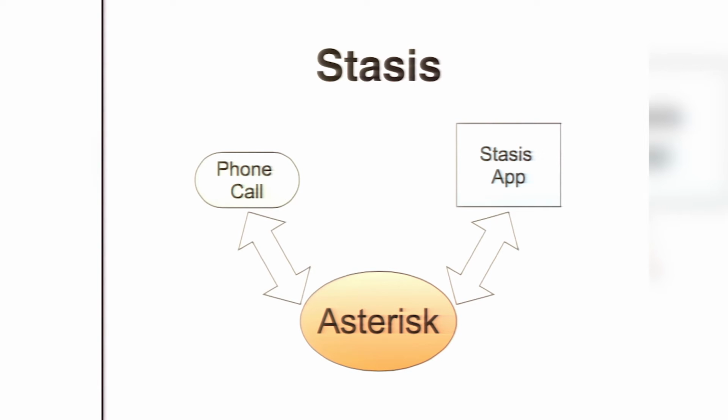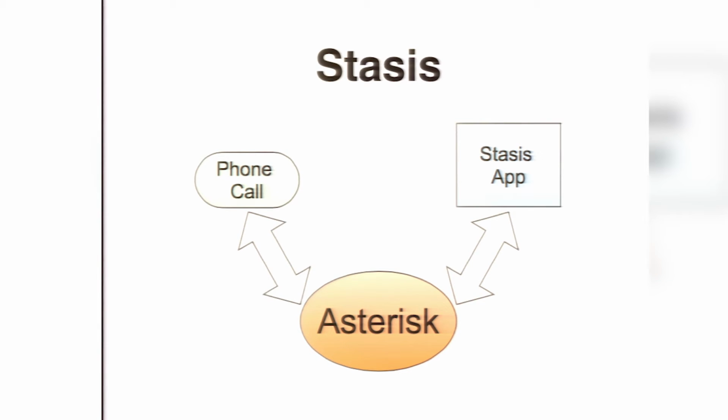So when you connect from your PHPARI application, you can say, hey, I'm going to create this new Stasis application, and it's called Hello World or whatever it's called. And whenever someone goes in there, I want to know about it. I want to know that they've started in my Stasis application. I want to be able to deal with those channels.